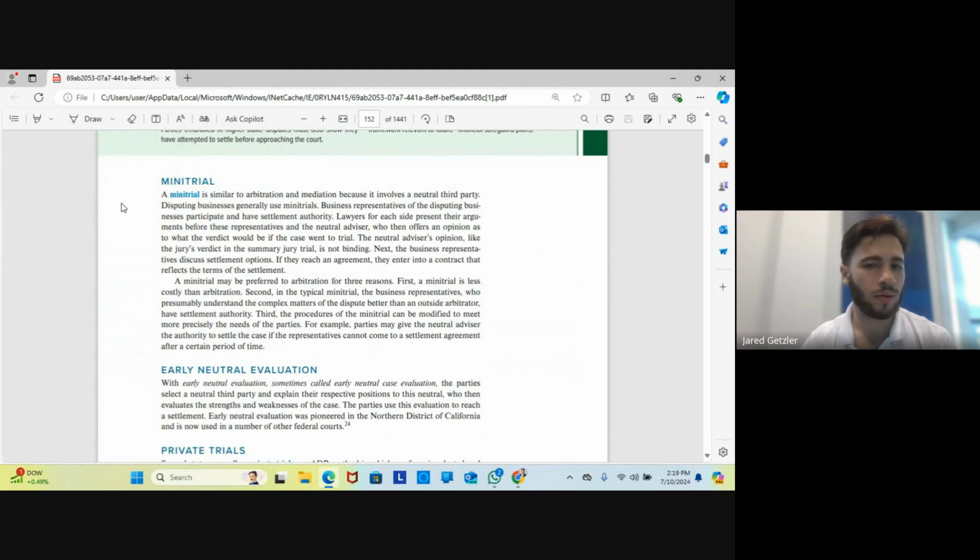Okay. So we also have a mini trial. So this is going to be similar to arbitration and mediation because it also involves a neutral third party. So business representatives are going to be there. The lawyers are going to be there. The main reason why people will do a mini trial is that it's going to cost less than arbitration. That's a big thing that you're going to see with these alternative dispute resolutions, is that it takes a lot less cost and a lot less time than a normal trial. Also, in this mini trial, the business representatives understand the complex matters of the dispute. And then the third reason is that the procedures in the mini trial are going to be modified to meet more precisely the needs of the parties.